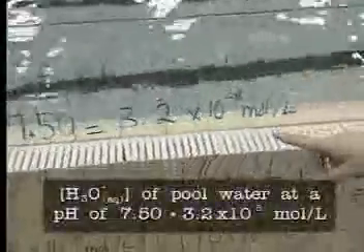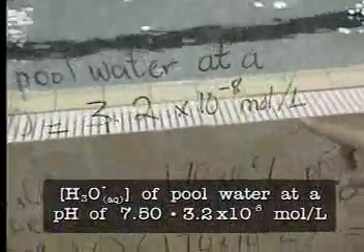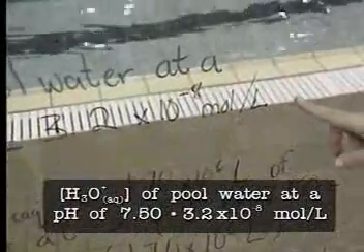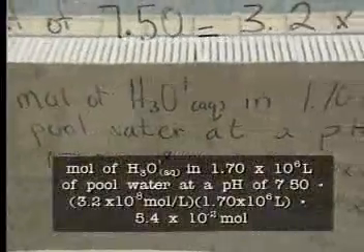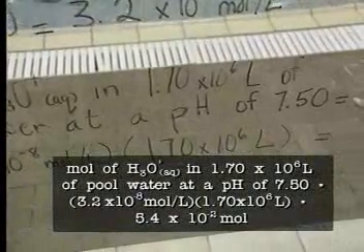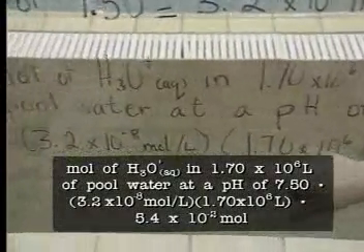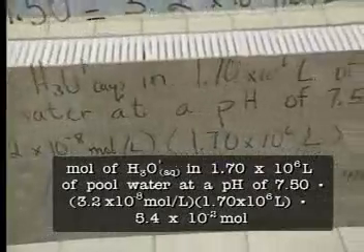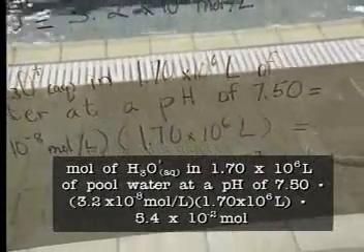Now the hydronium ion concentration of the pool water at a pH of 7.50 is 3.2 times 10 to the negative 8 moles per liter. And the moles of the hydronium ion in 1.70 times 10 to the 6 liters of pool water at the pH of 7.50 is equal to that concentration times the volume, and that gives me 5.4 times 10 to the negative 2 moles. All right, Helen, so now you have the moles of hydronium at both pH levels. What do you do next?